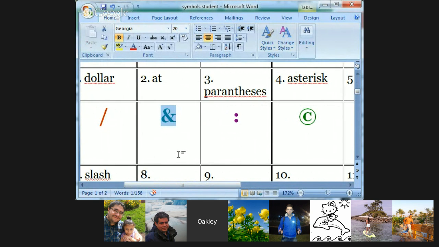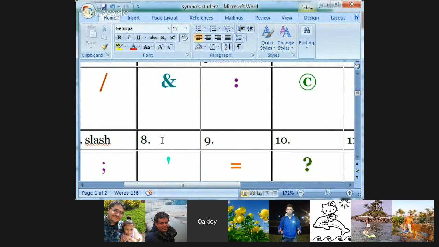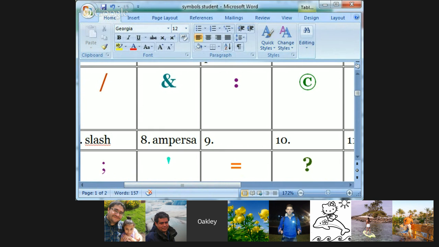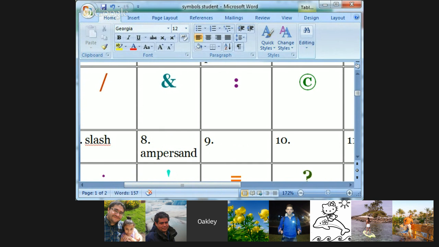Maybe this thing is an "and." Well, no, it's not called an "and." Does anybody know what this thing is called? Ampersand. Oh, yes, very good. That is an ampersand. Yes, it's an ampersand, that's correct.